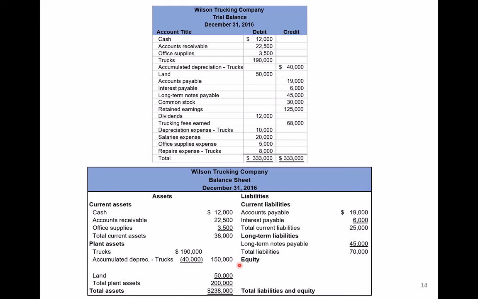So first off, common stock goes in for $30,000, and then we have retained earnings. Remember, we got that from the statement of retained earnings. You can go back to exercise 3-7 to watch how that was calculated, or you can do it again quickly. Just take 125 plus 68 minus all of these expenses minus dividends, and it should equal 138,000. So then we simply total the liabilities and equity, and we total up to 238,000, the total amount of our assets.